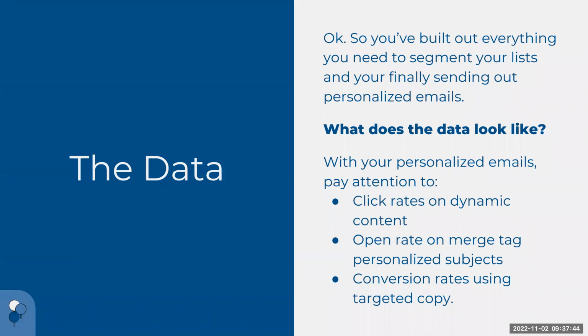So those merge tags in the subject lines that I mentioned: you're interested in service type. Here's how to start. You're interested in waste management. Here's how to start. You're interested in waste disposal. Here's how to start. Find out what the open rate is like on those merge tag personalized subjects. If it's not good, or if you're really not seeing a whole lot from it, do an A/B test. Try something else. And then the last thing, conversion rates using that targeted copy, right?